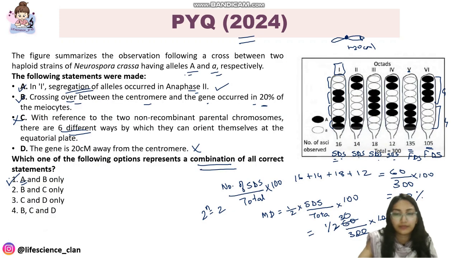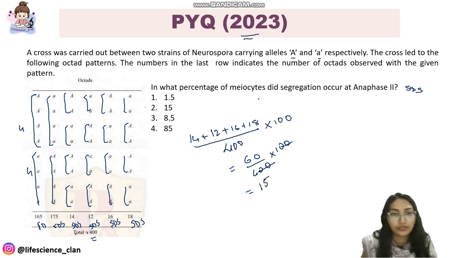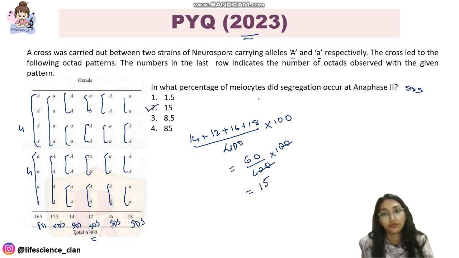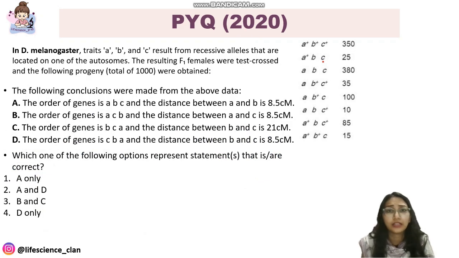So if you see these numbers, they are very similar to the previous one. Actually, it's the same. So in 2024 and 2023, they're having the same numbers. But the only thing that is different is the total here. So we have got total 400 into 100. So here our answer will be again 60 upon 400 into 100. So our answer will come up to 15. So your correct answer is option 2. So you see again a very easy question.